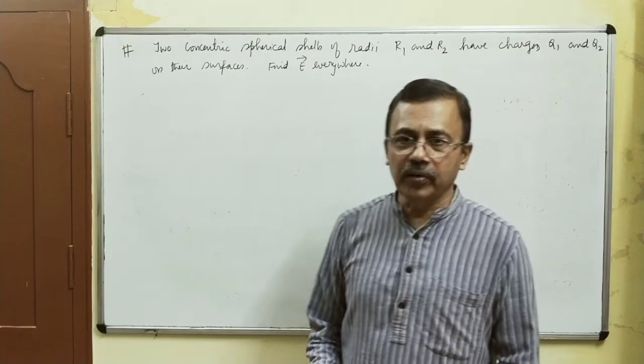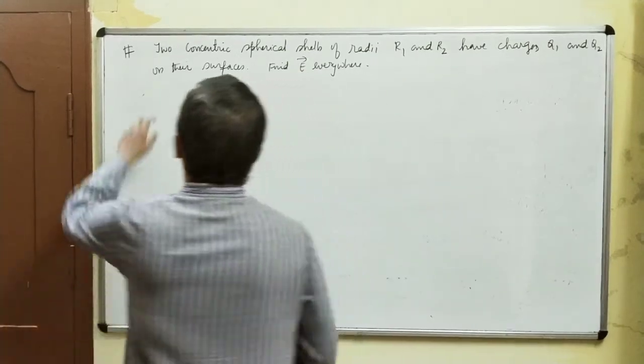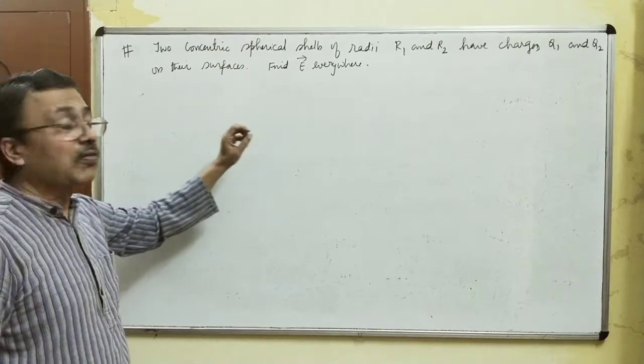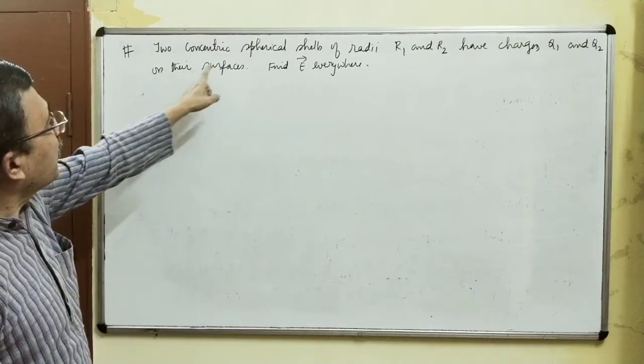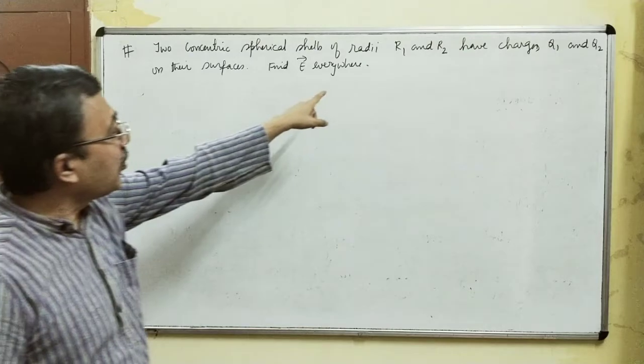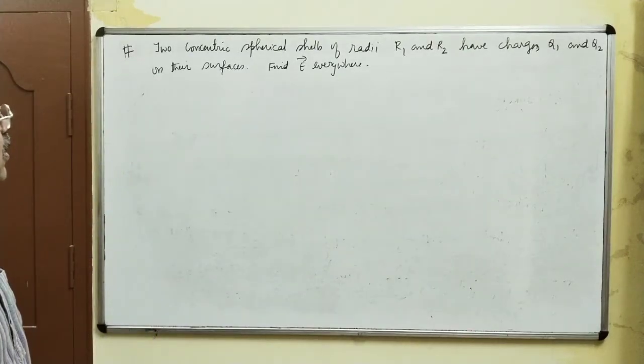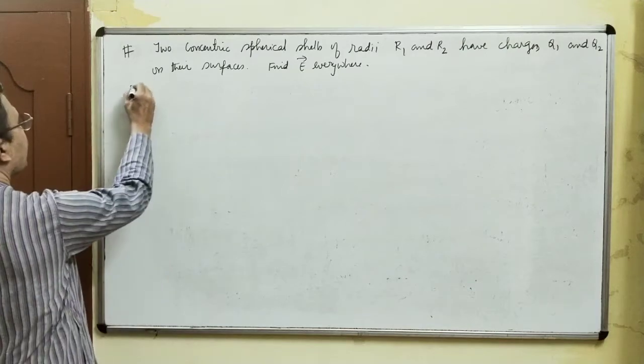We shall continue the topic with the next problem. Two concentric spherical shells. This problem is on Gauss law in integral form. Two concentric spherical shells of radii R1 and R2 have charges Q1 and Q2 on their surfaces. Find vector E everywhere. Solution.